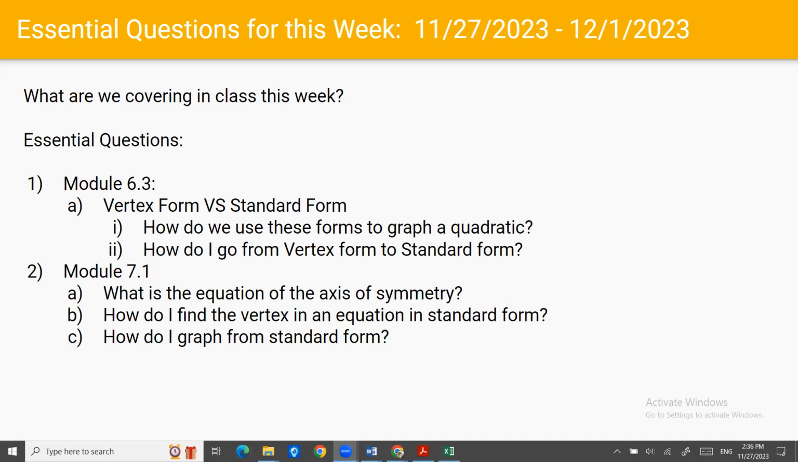And later on during the week, we're going to get into 7.1, which dives into the axis of symmetry, and how do I find the vertex in an equation in standard form, and how do I graph from standard form. So just a little bit of review. Here are your slides for the review.